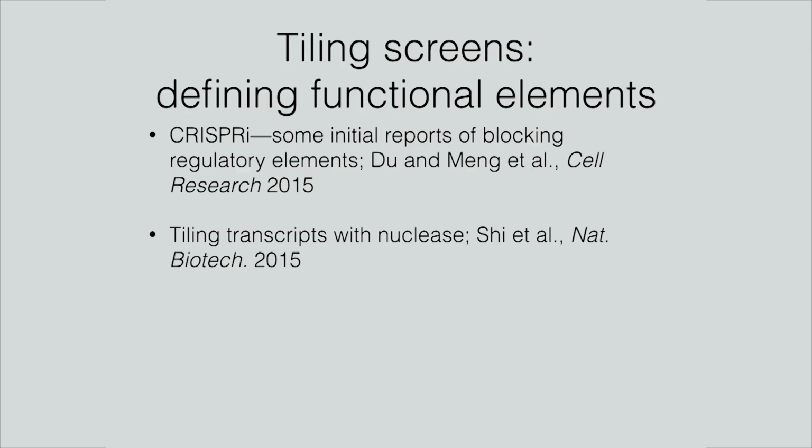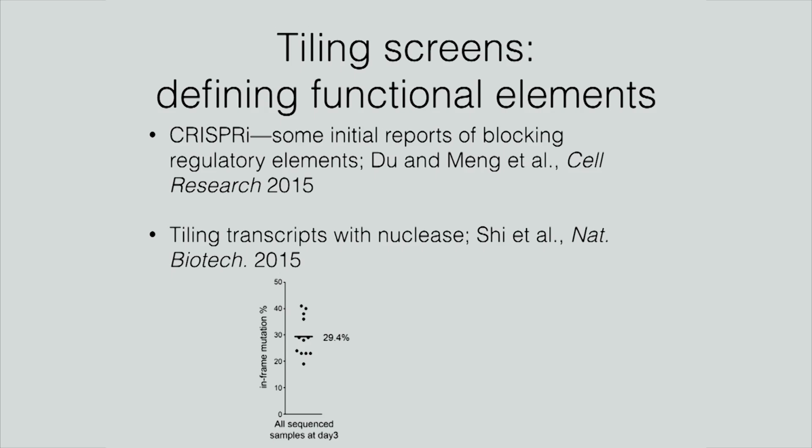One nicer example of this is tiling a transcript with nuclease to find functional domains, and this goes back to what Dana was mentioning. Let's say on average 30% of your mutations from active Cas9 get repaired in frame, and that seems to be what they've seen at the loci they've tested.